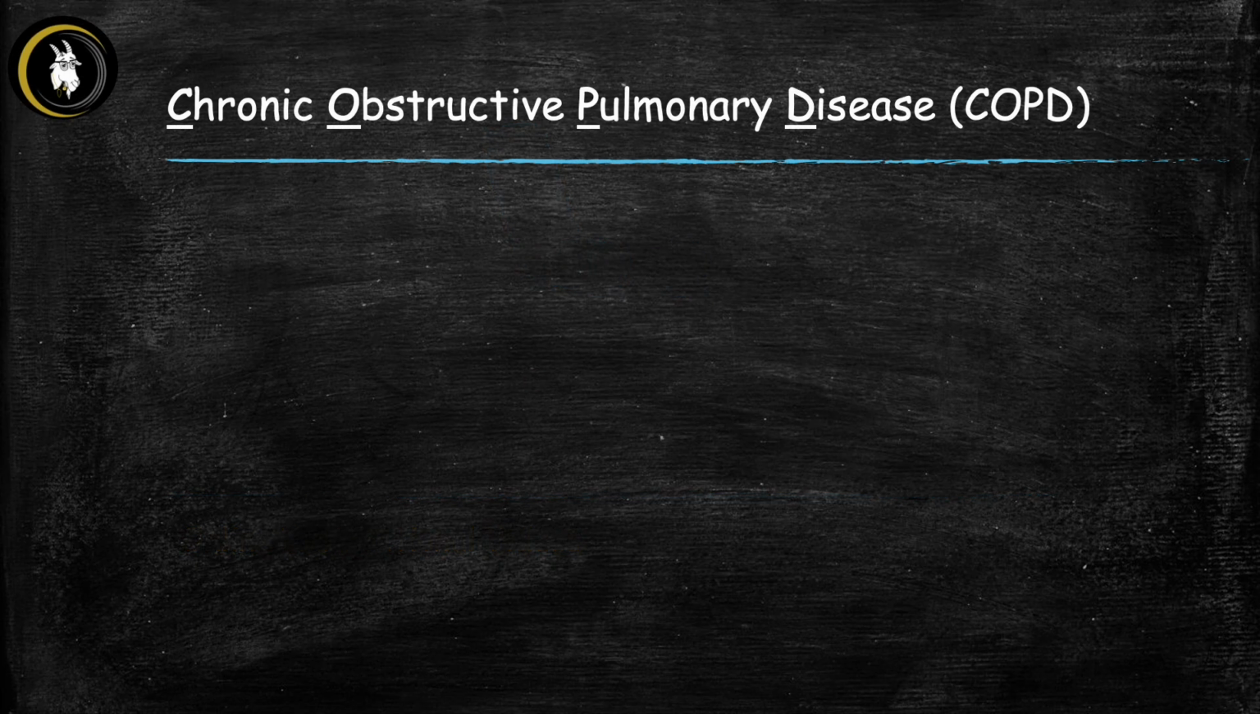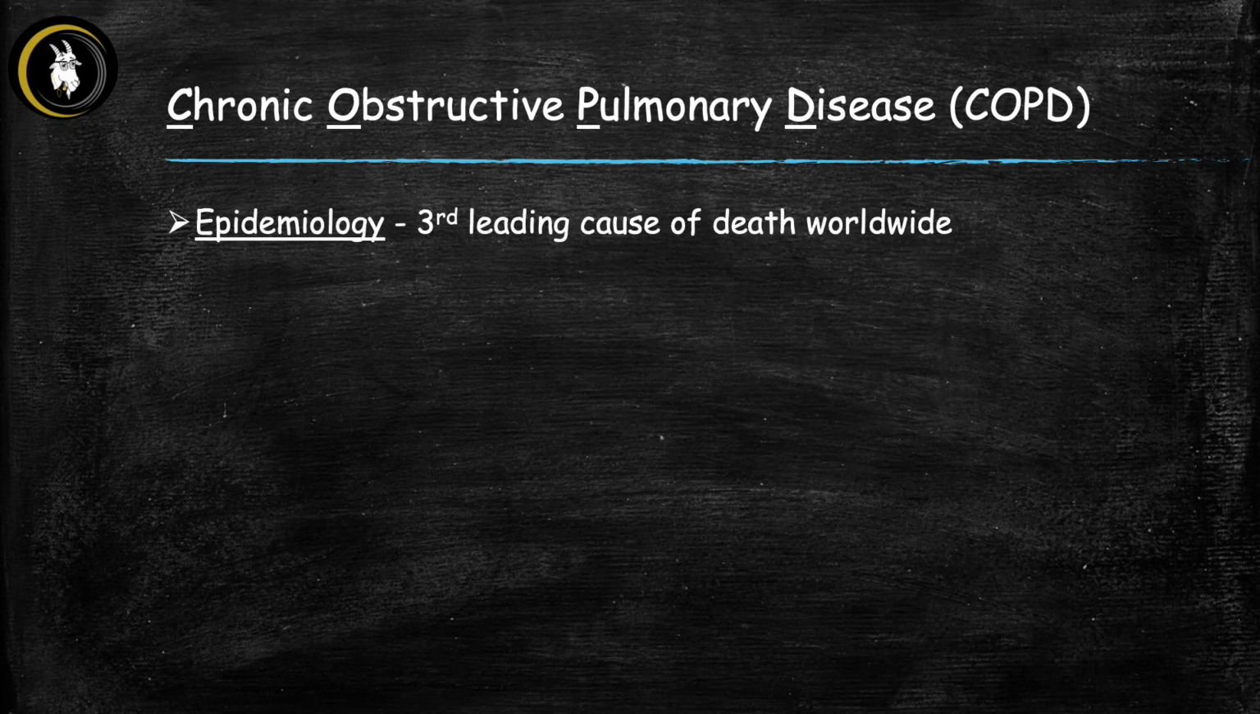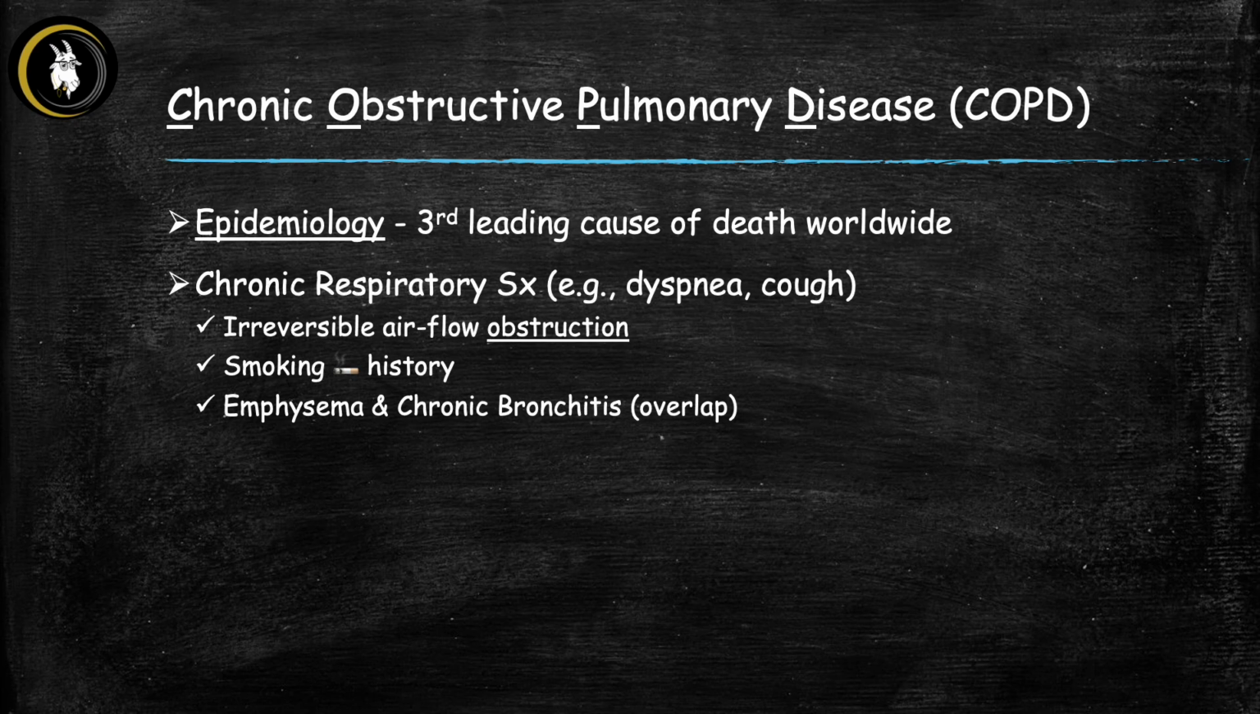So let's start with a quick recap about COPD. It's a very common and serious respiratory condition. In the US, it accounts for more than 100,000 deaths per year, and it's the third leading cause of death in the world, so it's a major global health issue. It's defined as chronic respiratory symptoms, which are mainly shortness of breath and cough. It's associated with an obstructive lung pattern on spirometry. Remember, COPD is an obstructive lung disease.